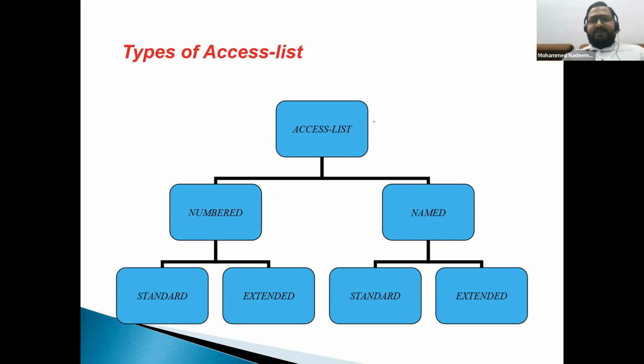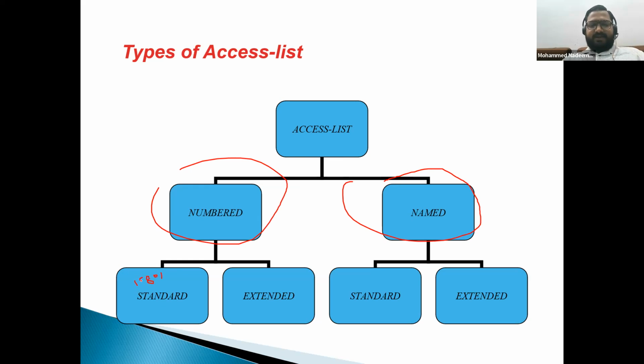Okay, so ACL, there are two types. The ACL means either you can give a name to the ACL or you can give a number to the ACL. Okay, so standard ACL, extended ACL. Standard ACL was used in the 80s, 1980. So when it was started, actually it started with the standard ACL. Then after that people said, no, there is a problem in standard ACL, what to do now.